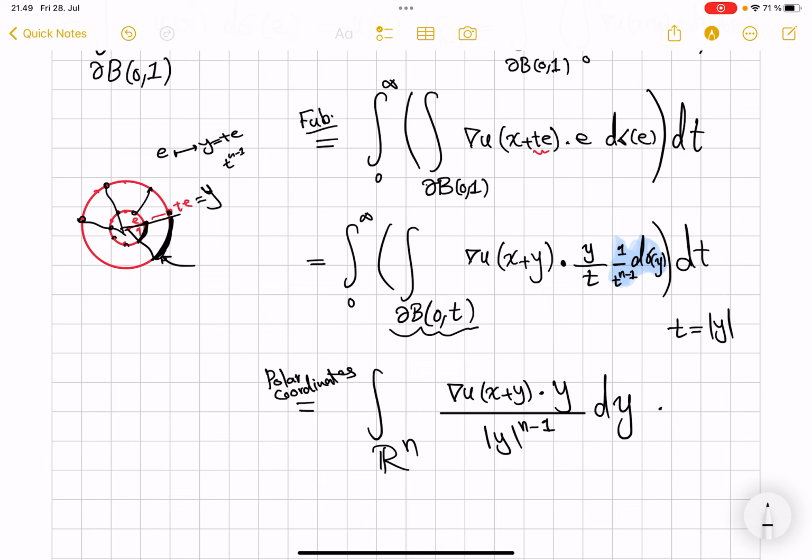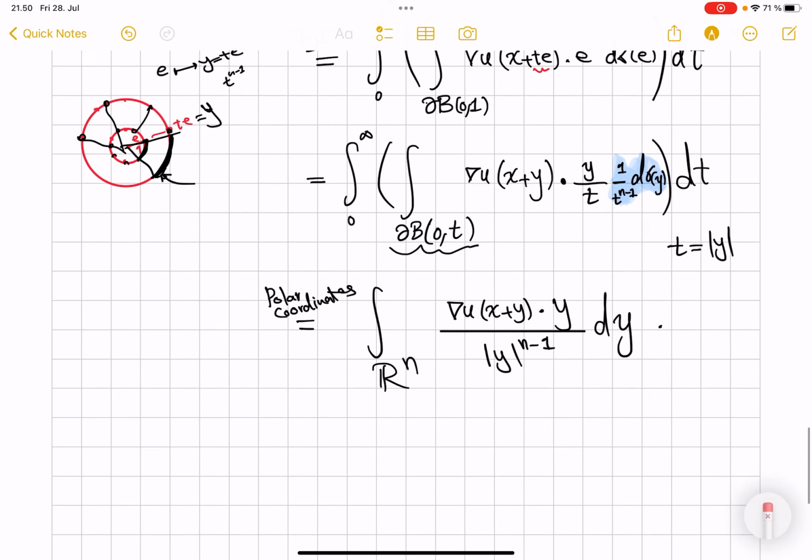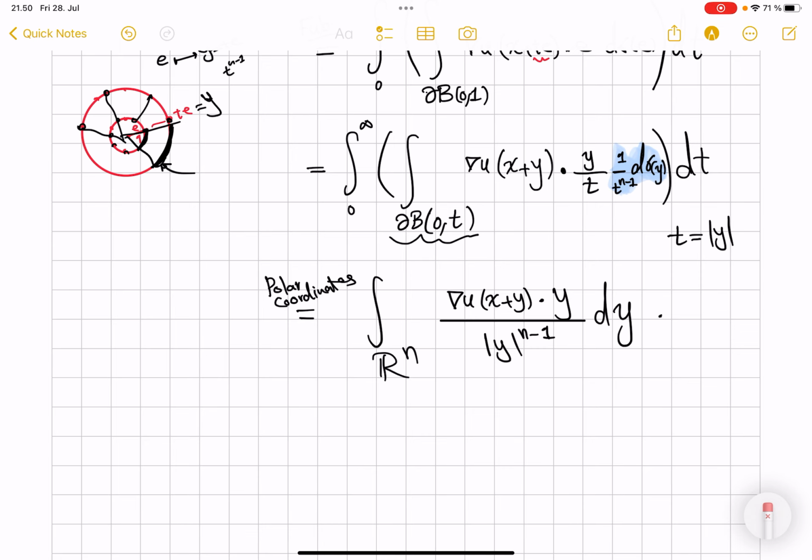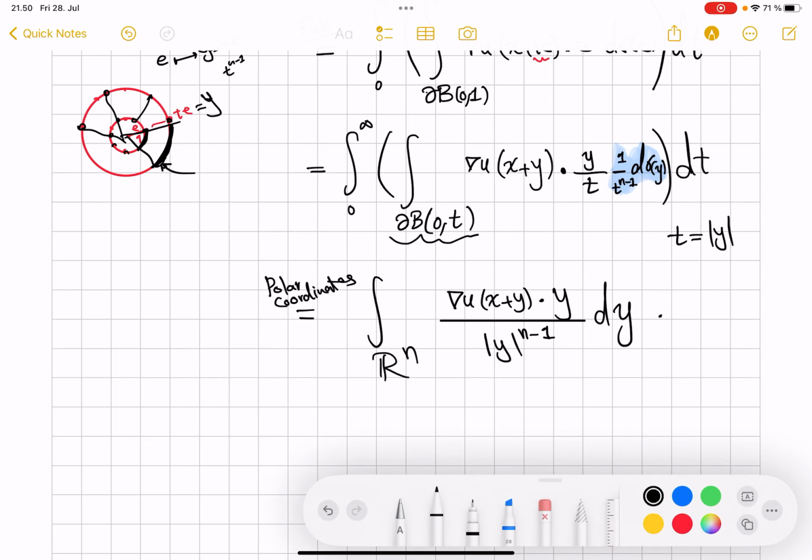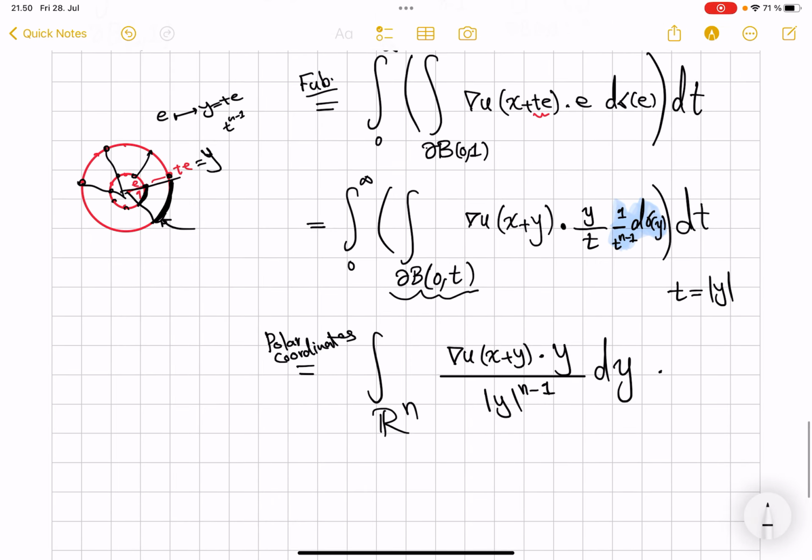Right. So the polar integral was that you vary your t, and then your y values are on the boundary of the ball of radius t. Okay, so that's the reverse polar coordinates. And note that everything so far is just equalities. We have no estimates, no loss of values anywhere.